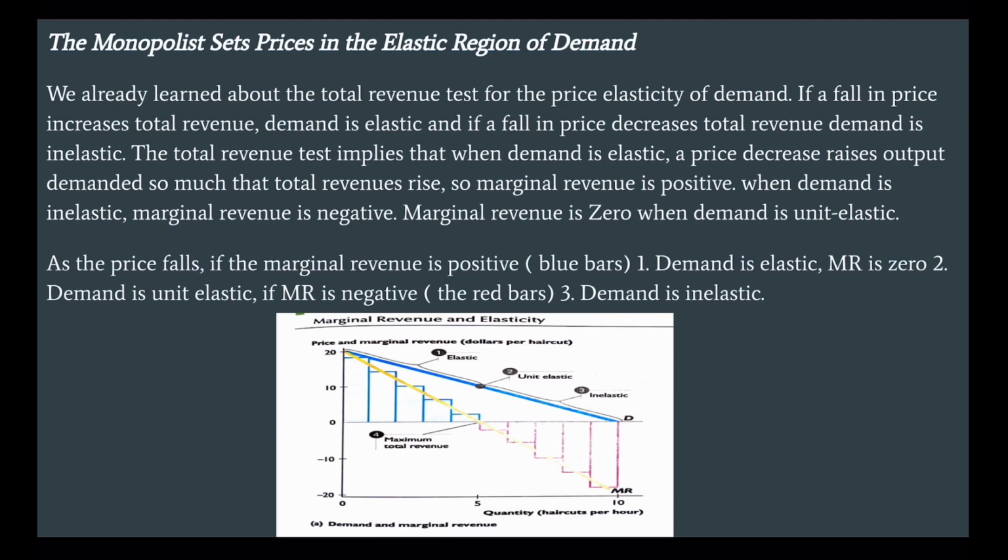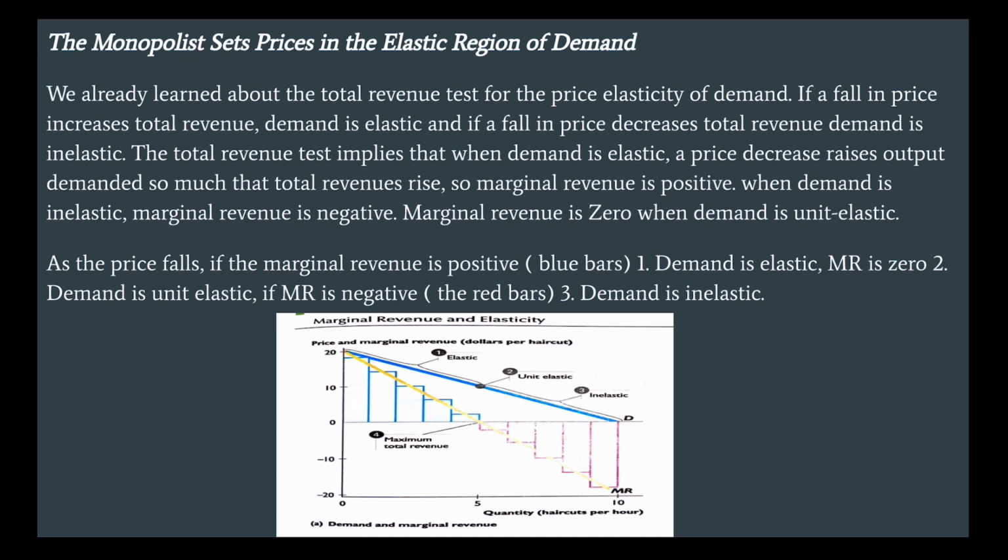The monopolist sets prices in the elastic region of demand. We already learned about the total revenue test for the price elasticity of demand. If a fall in price increases total revenue, demand is elastic, and if a fall in price decreases total revenue, demand is inelastic. The total revenue test implies that when demand is elastic, a price decrease raises quantity demanded so much that total revenue rises, so marginal revenue is positive. When demand is inelastic, marginal revenue is negative. Marginal revenue is 0 when demand is unit elastic.